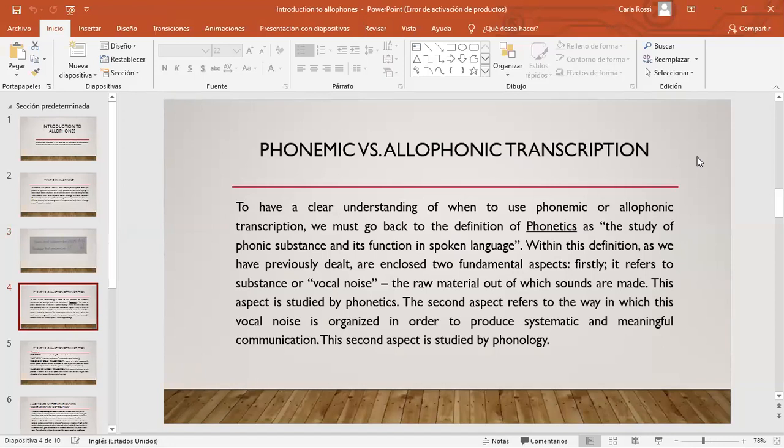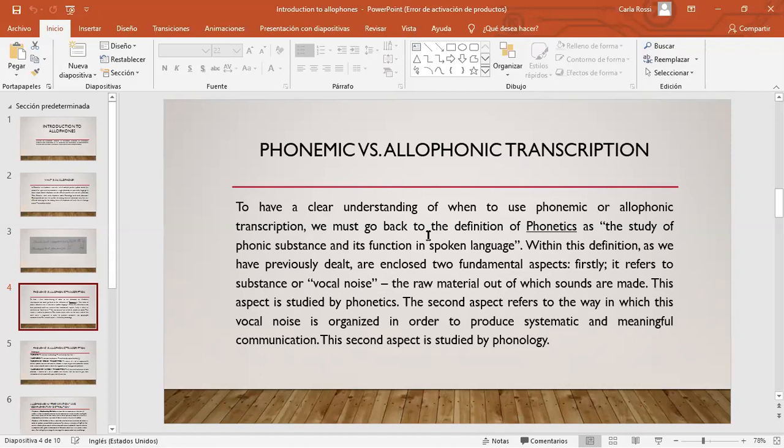To have a clear understanding of when to use a phonemic or allophonic transcription, we must go back to the definition of phonetics as the study of phonic substance and its function in a spoken language. Yeah, the function in a spoken language, that's the most important part.